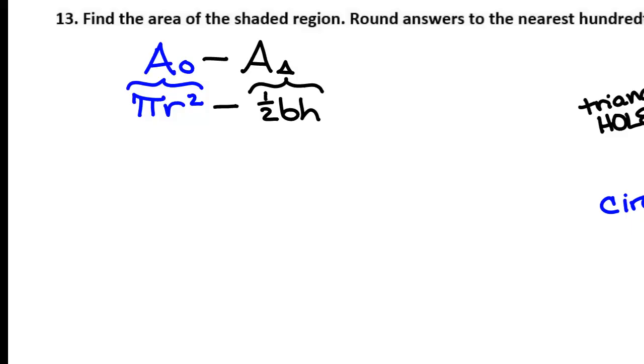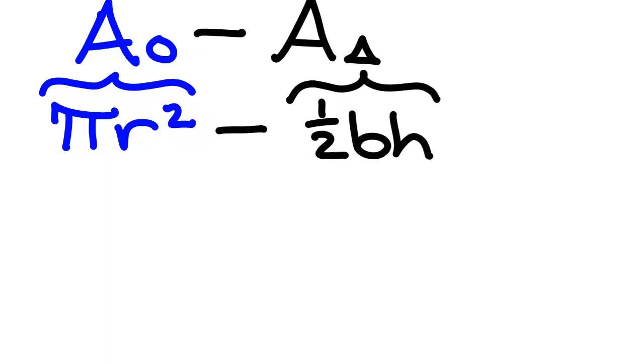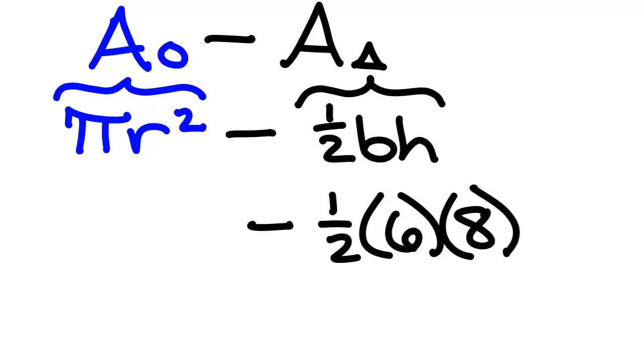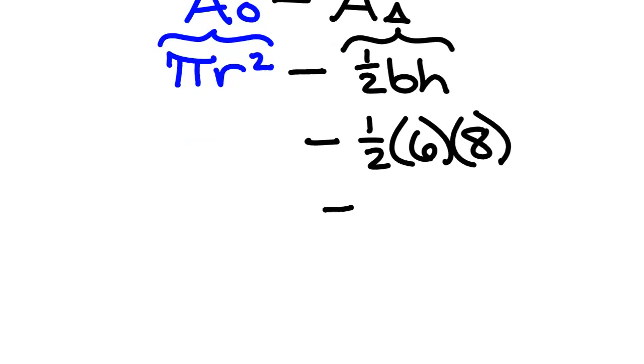But on this triangle, what type of triangle do we have here? I have a right triangle. I have two sides that are coming together and making that right angle. So one of them is the base and the other one is the height. What are those two sides? 6 and 8. So one of them I'm going to put in for the base. One of them I'm going to put in for the height. What is 1/2 times 6 times 8? 24. So it's circle minus 24.